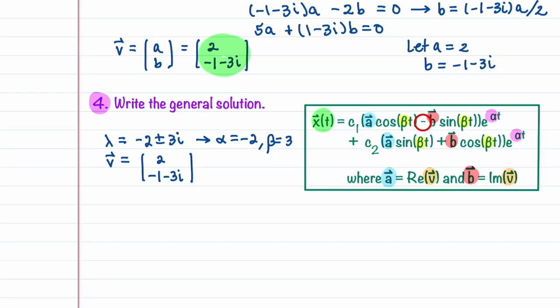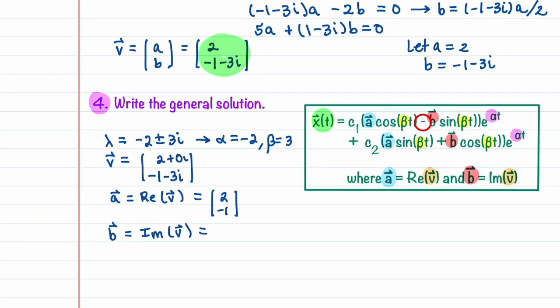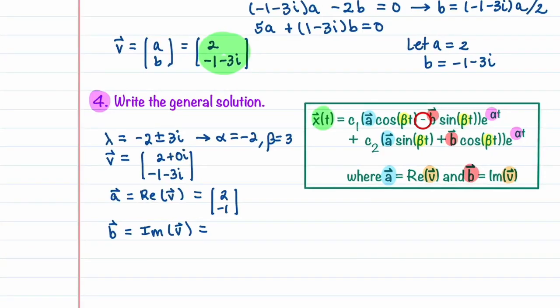Before we write down our solution, let's write down what vector a and b are. Vector a is the real part of our eigenvector, so that is going to be equal to 2, minus 1. And then b is the imaginary part. Let's go up here to vector v and add on a plus 0i so that we can see that vector b is going to be equal to 0, minus 3.